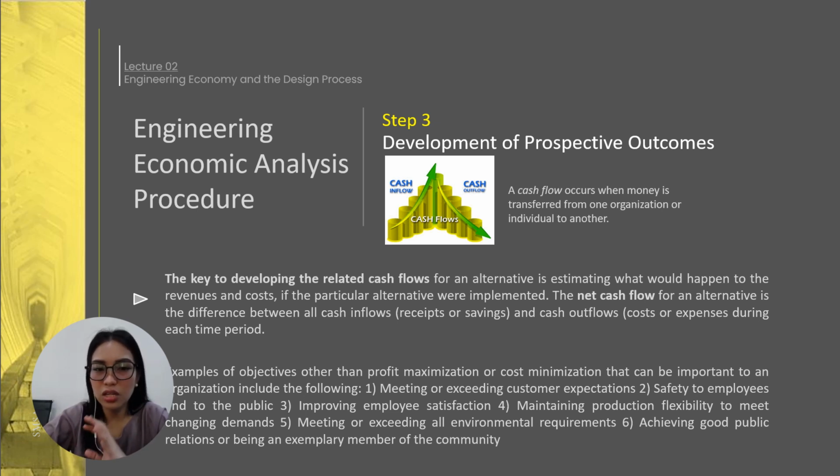When you say cash inflows, these are the receipts or savings, and cash outflows refers to the costs or expenses during each time period. In addition to economic aspects of decision making, non-monetary factors or attributes often play a significant role in the final recommendation. Examples of objectives other than profit maximization and cost minimization that can be important to an organization include the following: meeting or exceeding customer expectations.